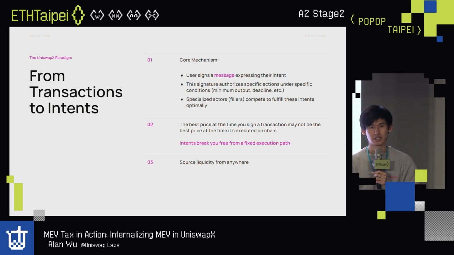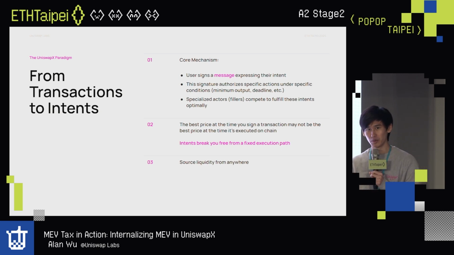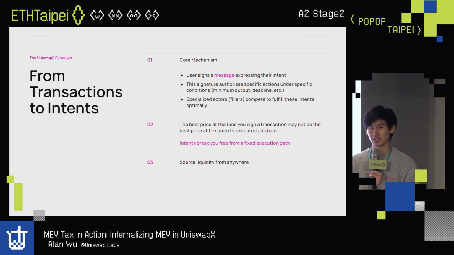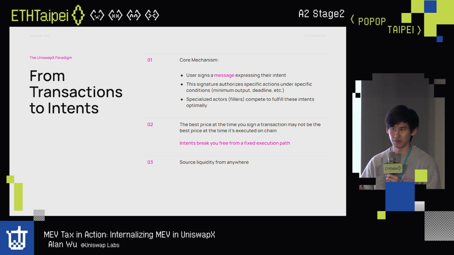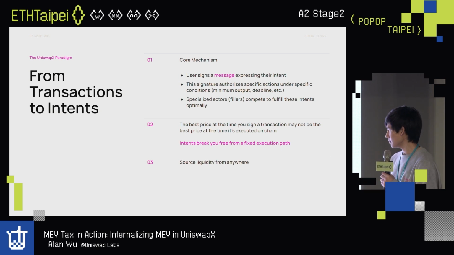What really happens is a filler can take your signed message and then execute a trade for you on your behalf in their own transaction. And that transaction will only go through if it meets the conditions that you specify. So in the context of a swap, our conditions are getting a minimum output from the trade and that trade happening before some kind of deadline.